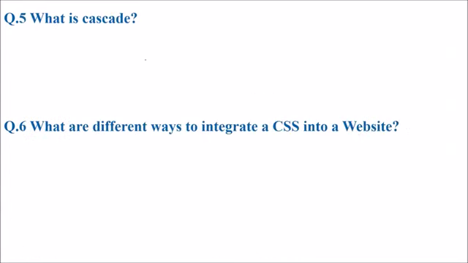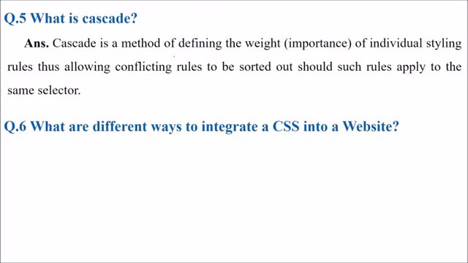What is cascade? It is a method of defining the weight or the importance of individual style elements, thus allowing conflict rules to be sorted out. That means which should be applied first when applied to the same selector, like this.